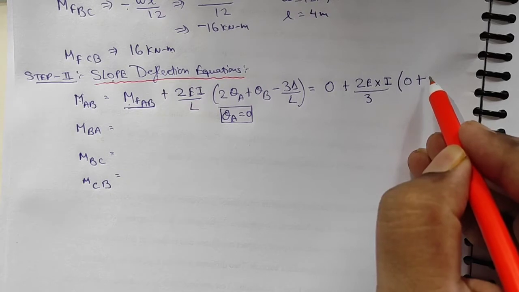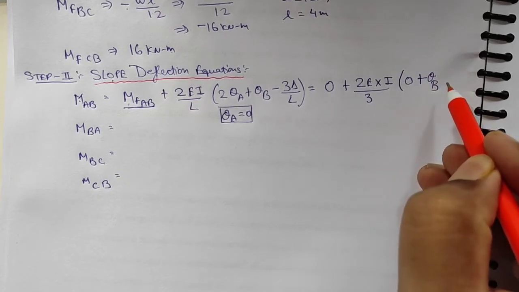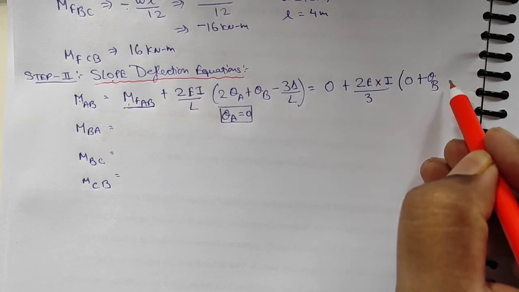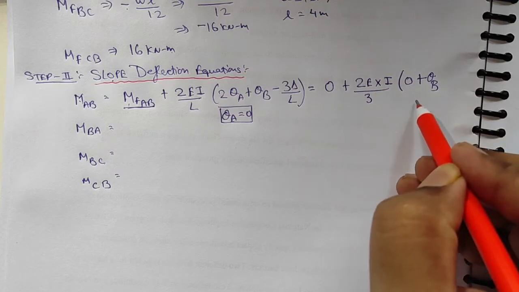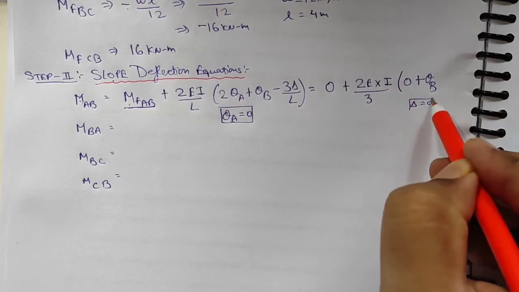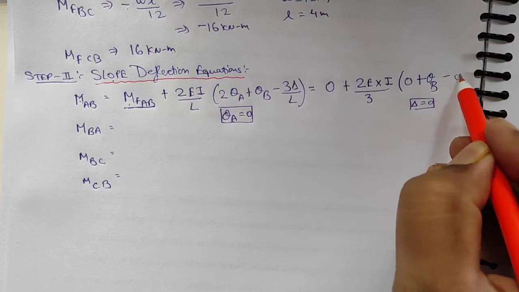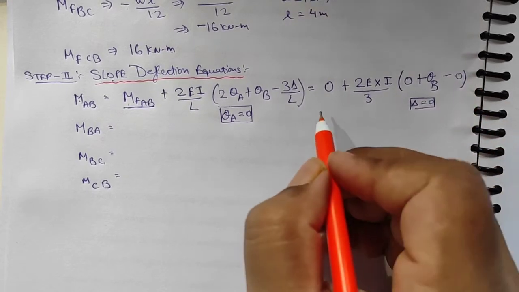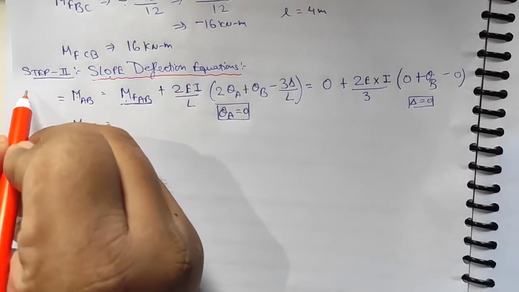I don't know the value of theta B, so I will let it remain as it is. Again, there is no settlement shown, that is the value of del will again be 0. Therefore my value will be 0. So after solving I'll get 2 by 3 EI theta B.